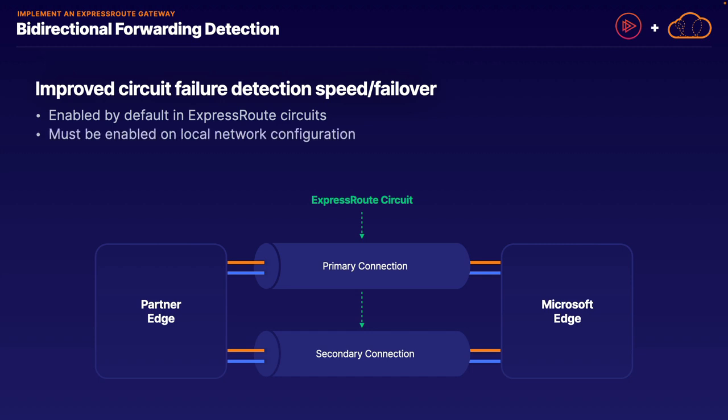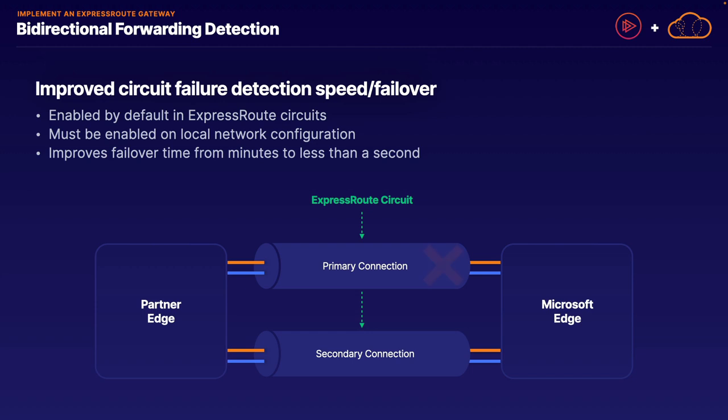However, be aware that within your local or on-premises network configuration, you may need to enable this feature as well. Basically, how it works is that with our default setting of bidirectional forwarding detection enabled, the failover time in response from our primary connection to our secondary connection falls from minutes to less than a second, a really greatly improved time.